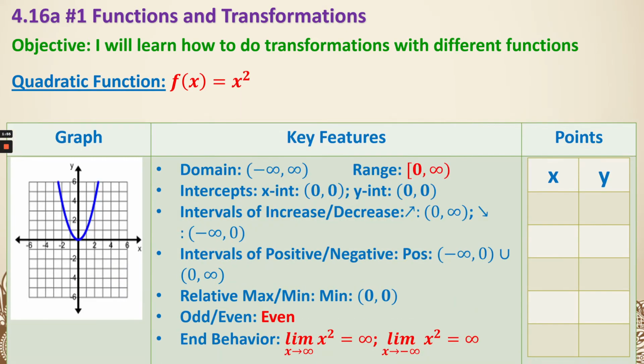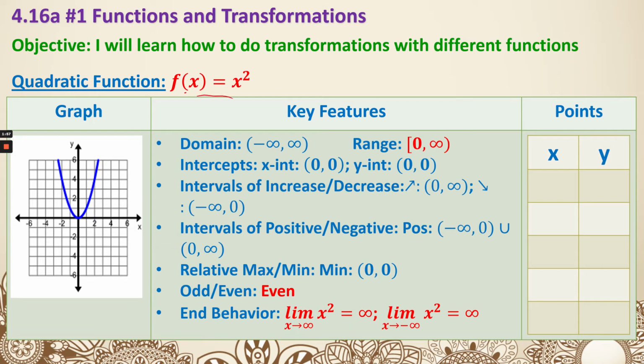Next, quadratic. The parent function is f of x equals x squared. So it's basically y equals x squared. And of course, that's going to be the graph right here. These are the key features that we have learned before. You can go over these, or when you need them in the future, you can refer here.